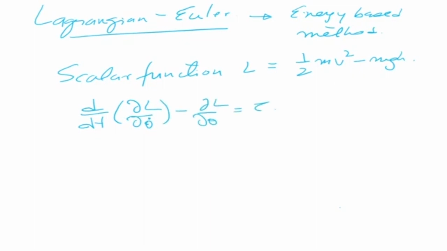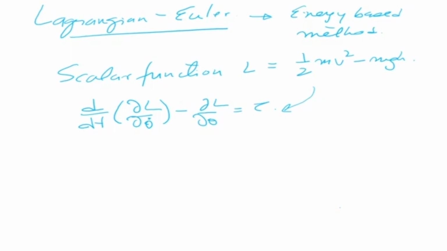So for all the links, we find the kinetic energy, then we find the potential energy, and then we find this Lagrangian scalar function. We make this scalar function L as the difference of the kinetic energy and potential energy, then use this equation to get the torque. Now that is the way the Lagrangian Euler method works. So let's look at a very simple example of this before we proceed.